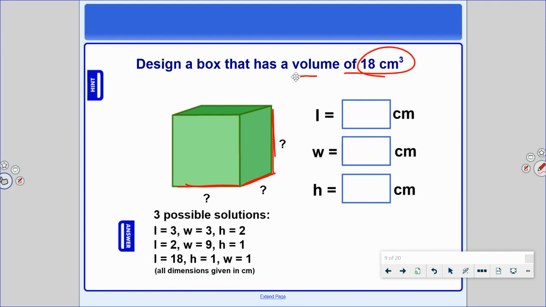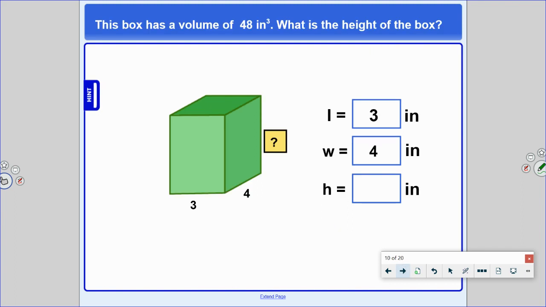So I came up with a number of them. You got 1 by 1 by 18. You got 3 by 3 by 2. 3 times 3 is 9 times 2 is 18. You got 2 by 9 by 1. I wonder if there's any more. Perhaps some of you came up with 6 by 3 by 1. And forgive me if there's others, maybe, maybe not. But if you bring them to class, let me know if you can find something else.